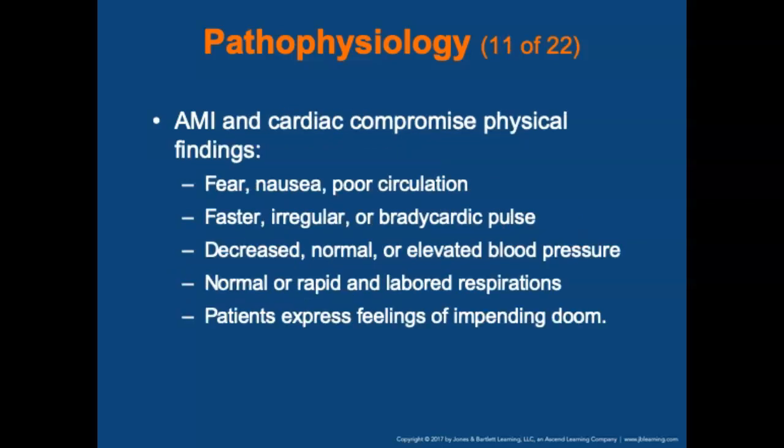The physical findings of an AMI and cardiac compromise include the following. General appearance: they will appear frightened, with nausea, vomiting, or cold sweat. They could be pale or ashen gray skin, or cyanotic. Their pulse rate increases in response to the pain, stress, fear, or injury of the myocardium. You might see irregularity or a slowing pulse rate, actually bradycardia, due to damage of the inferior area of the heart. Blood pressure may fall due to the diminished cardiac output and left ventricle function.